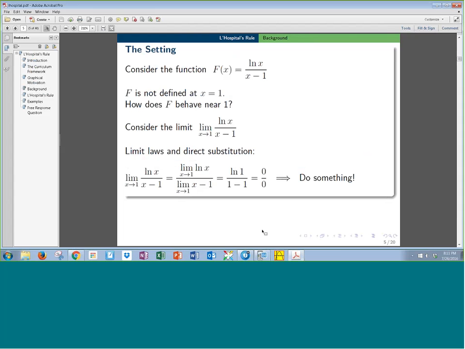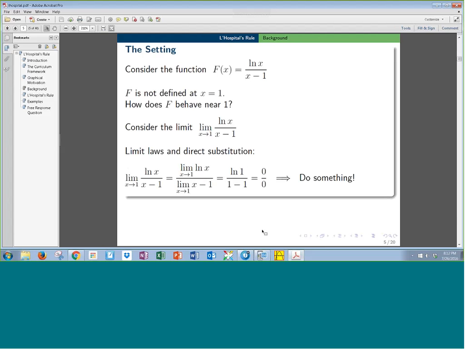So if you keep that activity in the back of your mind, I'm actually going to come back to that when I finally state this rule. So let me talk a little bit about what I think of as the analytical setting and why we might need this kind of a rule. So bear with me a little bit. I might take a look at this function, capital F of x in my class, log of x divided by x minus 1. And I might think a little bit about the domain of this function first.